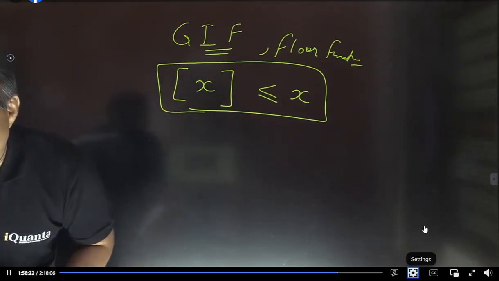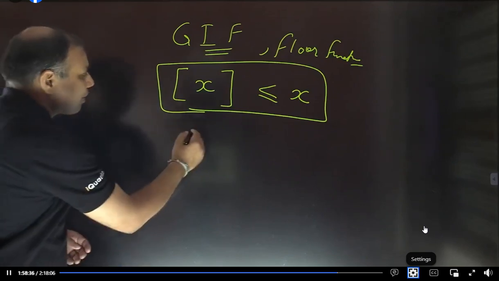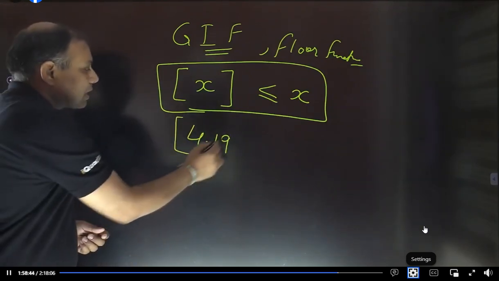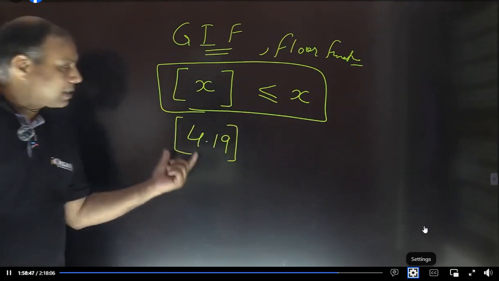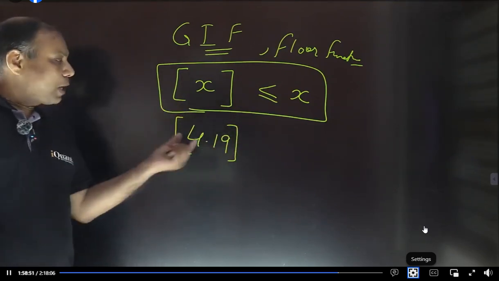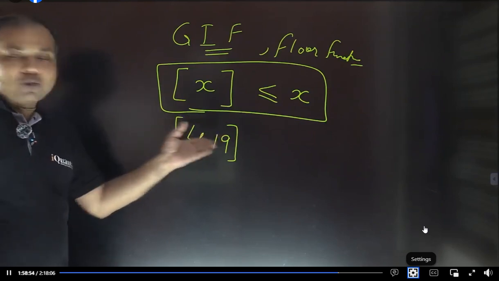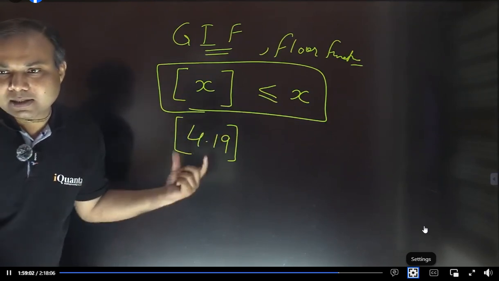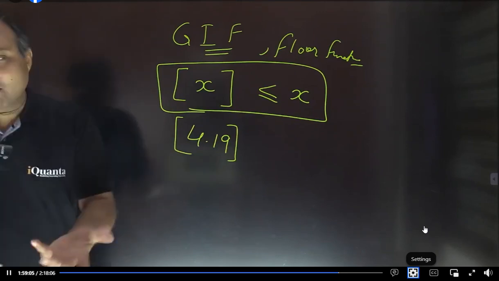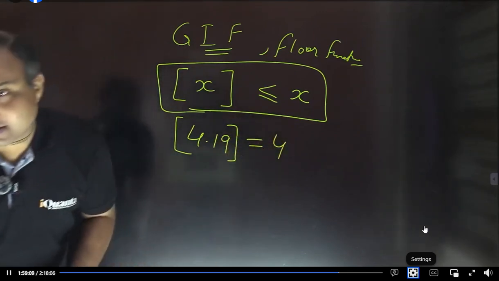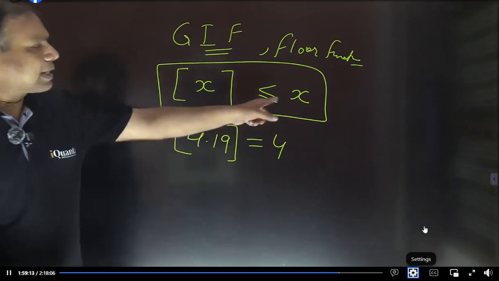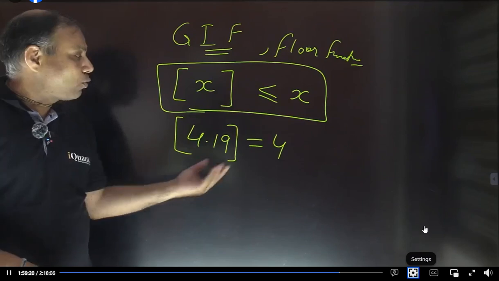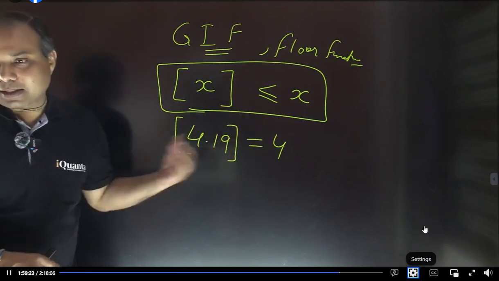Yes, Kanishk has given the example. That's true. 4.19. Let me write that part. If I take x to be 4.19, this is not an integer. If I use the greatest integer function here, the result will be the greatest integer which is less than or equal to 4.19. What is the greatest integer less than this? It is equal to 4. It will be equal to x when x is an integer. If x is not an integer, we need to look for the next largest possible integer less than that.